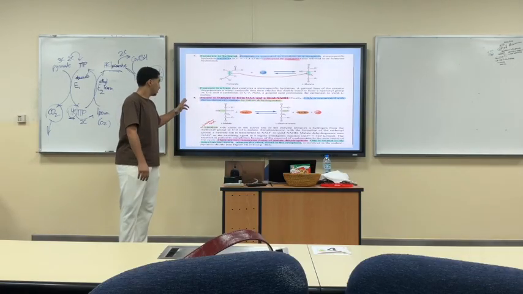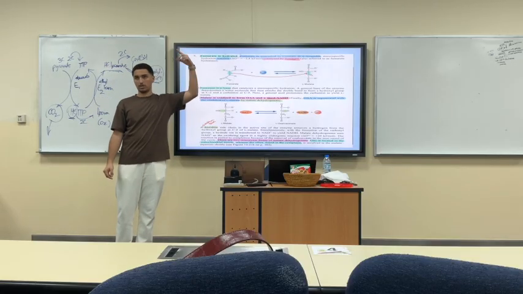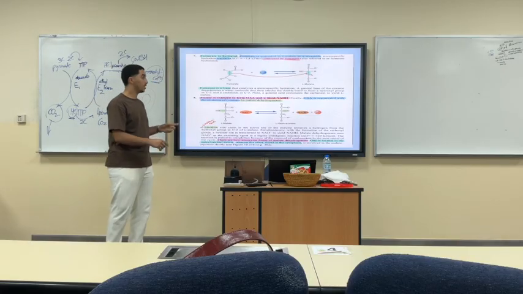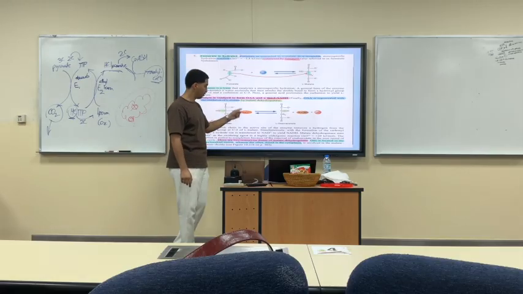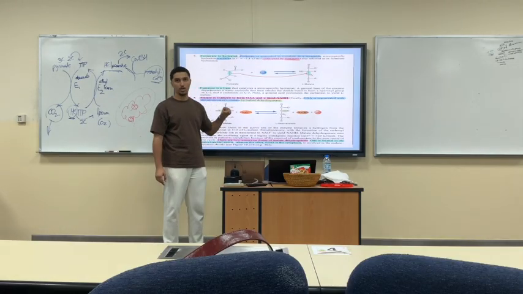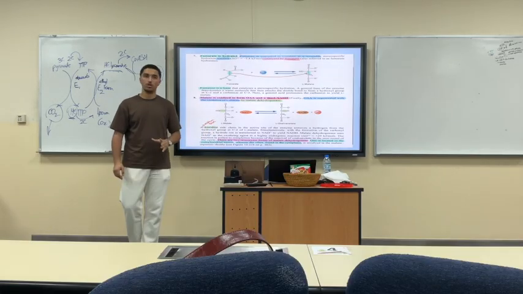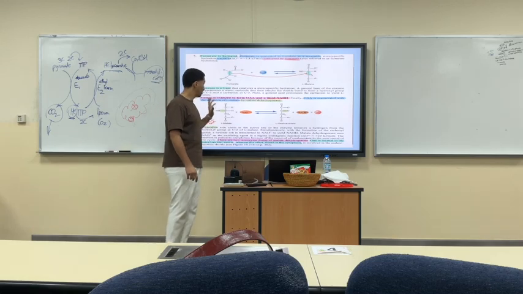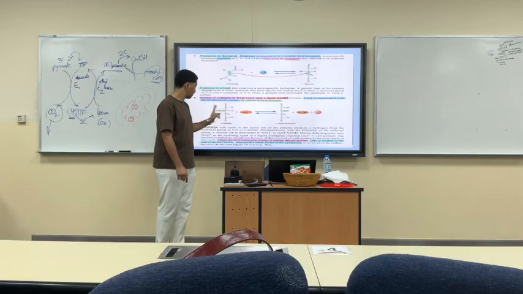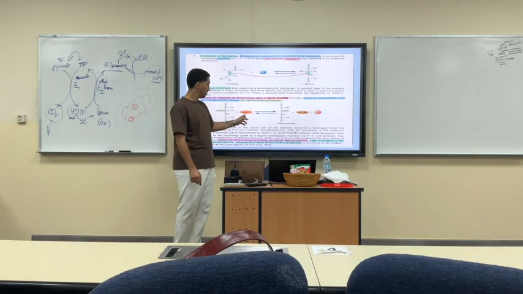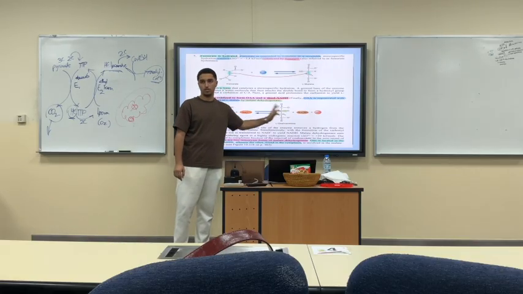Now, the last step is done to regenerate the oxaloacetate that we started with. So this is an oxidation reaction. We are going to convert the malate into oxaloacetate in an oxidation reaction. Here, a third molecule of NADH will be produced. The enzyme that catalyzes this reaction is called malate dehydrogenase. We're going to take 2 hydrogens from malate and add them to NAD to produce oxaloacetate and NADH.